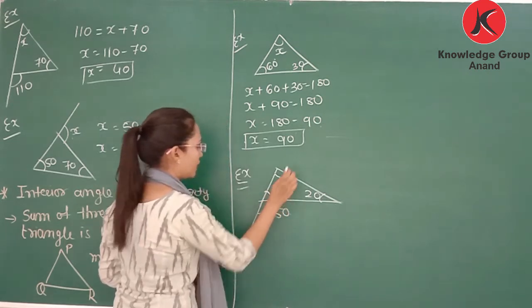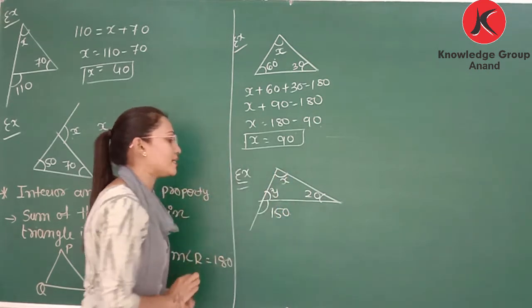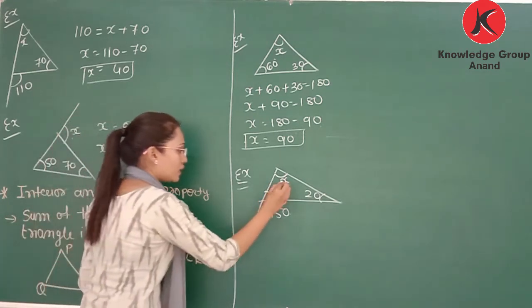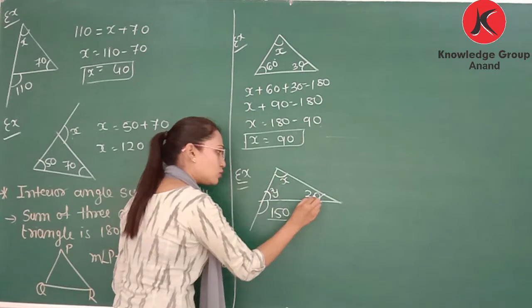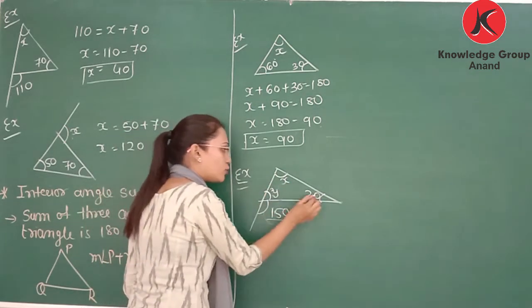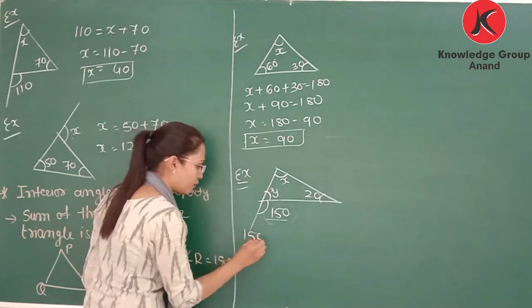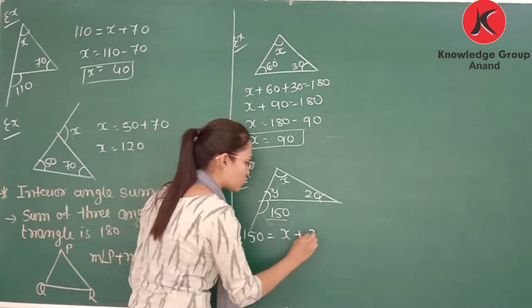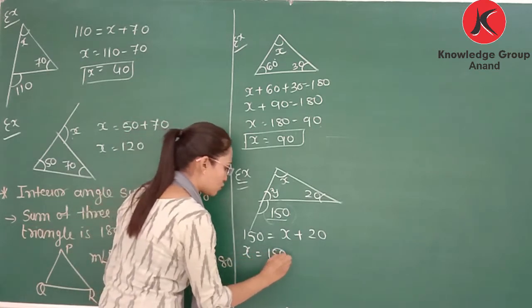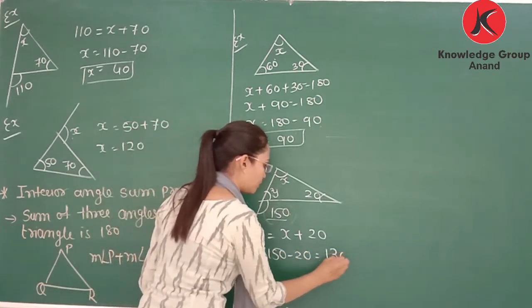150, and you need to find x and y. So for this, 150 is equal to x plus 20, because 150 is an exterior angle and is equal to the interior opposite angles. So we can write 150 is equal to x plus 20. Now 20 goes to the right side, so x becomes 150 minus 20, that is 130.